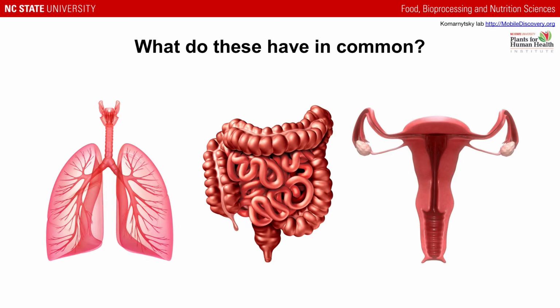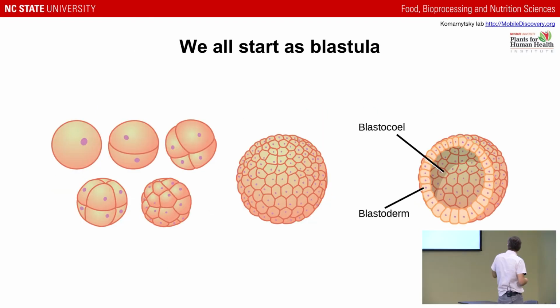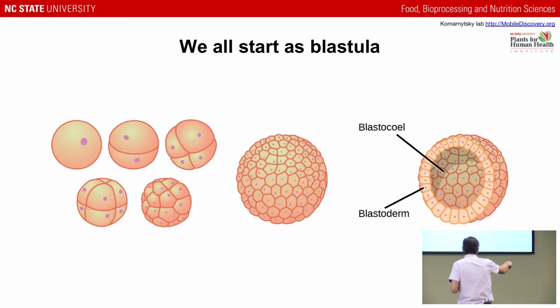They are tissues, right. But there is something that unites these three tissues more than any other tissue in your body. Yeah, it's a good guess, but it's like 10 slides down the road. So I'll give you a little clue, right? We all start as a blastula. This is you, and this is you, and this is you, and it keeps going until you form a hollow ball, right? This is a blastula.